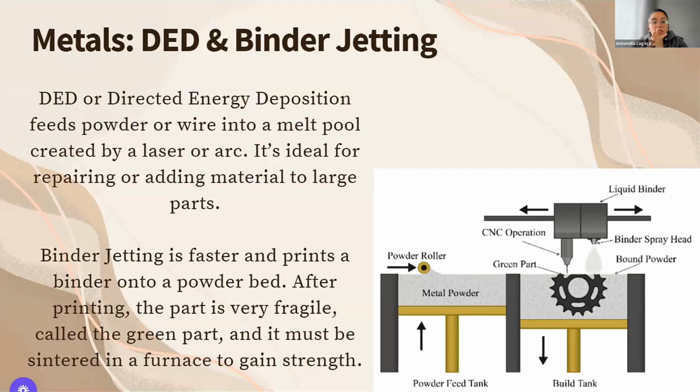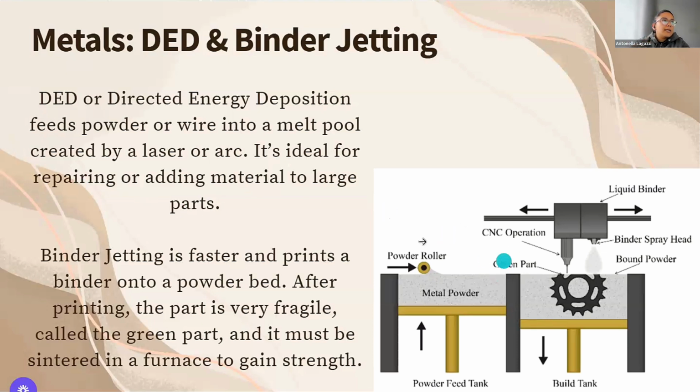Binder jetting, instead, is faster and brings a binder onto a powder bed. After printing, the part is very fragile, called the green part. This is a very common term in this industry, and it must be sintered in a furnace to gain strength. These methods are great for speed and repairs, but dimensional changes during sintering can be a challenge because we have a high contraction of the part.